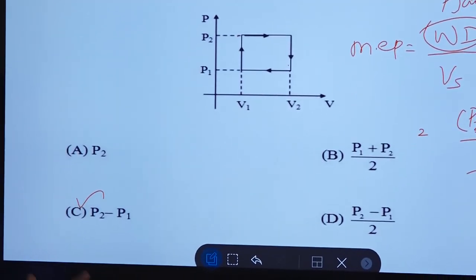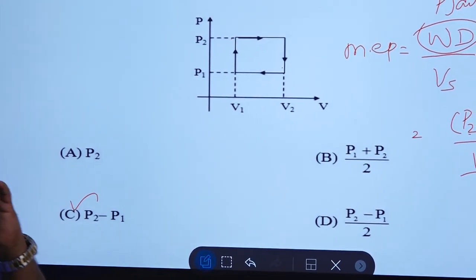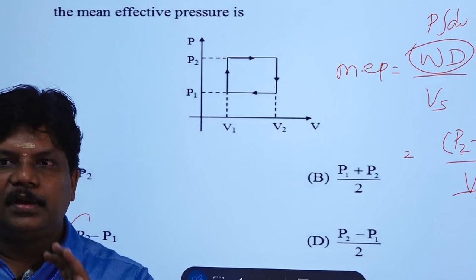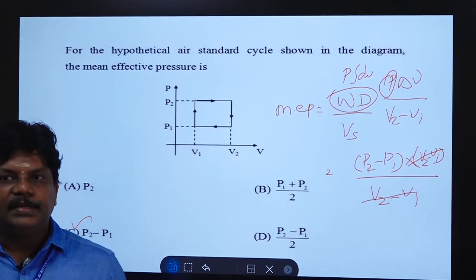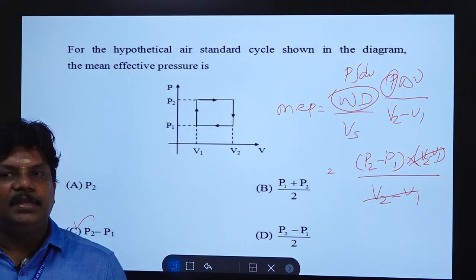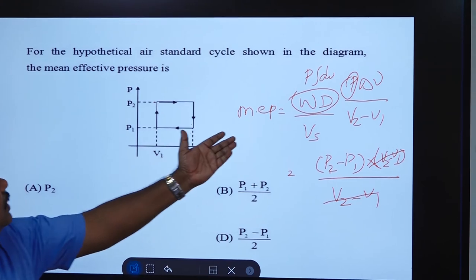So you have to think. Whatever the question may be, once again I am saying, you will not get the same question as in the previous years. The questions will be different, and you can answer only when you understand the concept. It depends upon the concept.